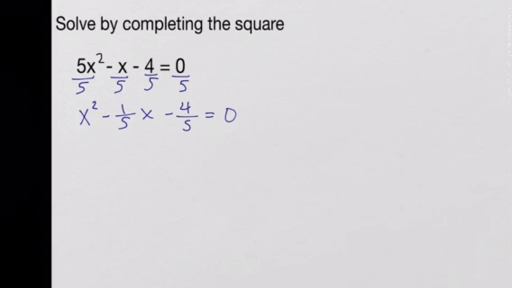Now, the next thing that we have to do, step number 2, is to move the constant, in our case it's negative 4/5, to the other side away from our x terms. So we'll move our constant over to the right-hand side. Now our next step is going to be the half square add step.